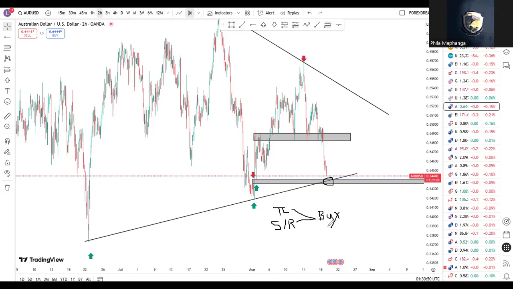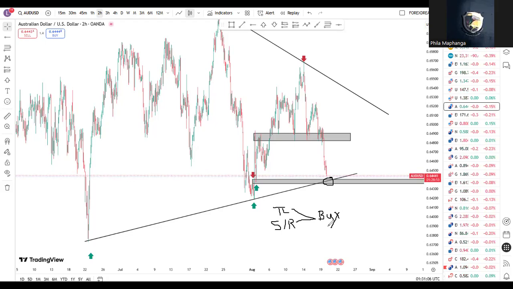Do not rush to buy immediately. Do not rush to sell immediately. Your job is to wait and observe what the market is doing right now. Where is the market headed? Because if you rush to buy or rush to sell, you will find yourself taking losses that you're not supposed to take.